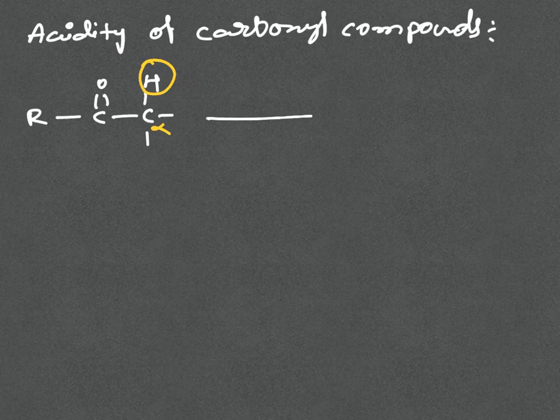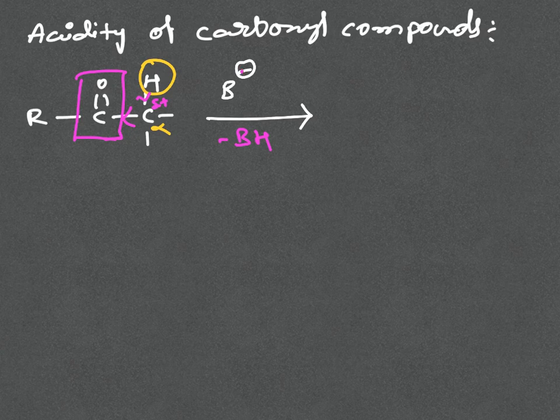If I add a base, B minus, here the C double bond O group is an electron withdrawing group. It will pull electron clouds towards itself. As a result, it will develop a positive charge on the carbon, and this carbon will drag the carbon-hydrogen bonded pair of electrons towards the alpha carbon. As a result, this hydrogen will be lost as H plus. Now H plus and B minus will form BH.